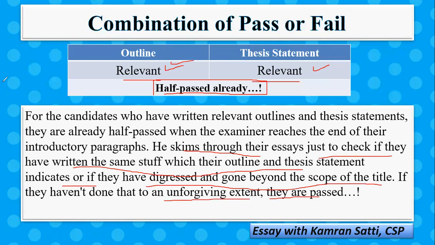Now what does this mean? Let's suppose the topic is: democracy is no more vulnerable. Now you have written an outline and thesis statement which falls in this category. Your outline and thesis statement are hitting the topic. Now all the examiner wants to check is that you have written your whole essay in this category. Don't write irrelevant things here and there, just write the relevant things which you have talked about in the outline, and you will easily make it.